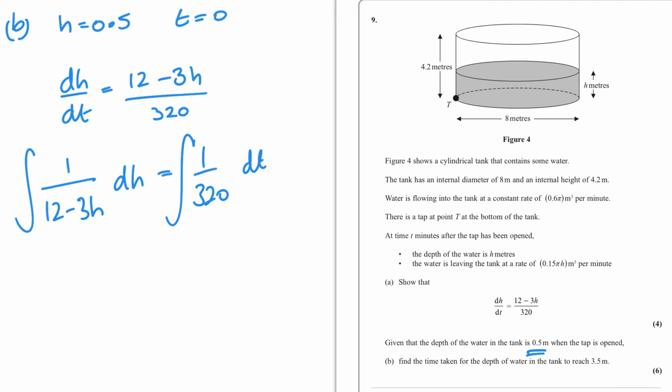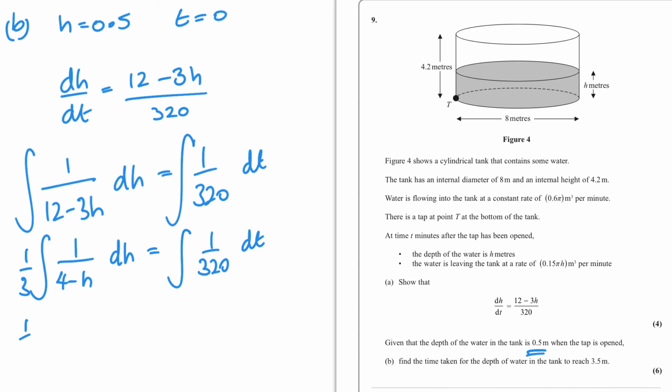So I can take a factor of 3 out of this one, leaving me 1 over 4 minus h dh, and obviously I could do the same here on that one, I'm not going to bother. So on my left I've got 1/3 ln 4 minus h, and then I'd have to divide by minus 1, so it's going to become a minus. And then we've got t over 320 plus a constant.